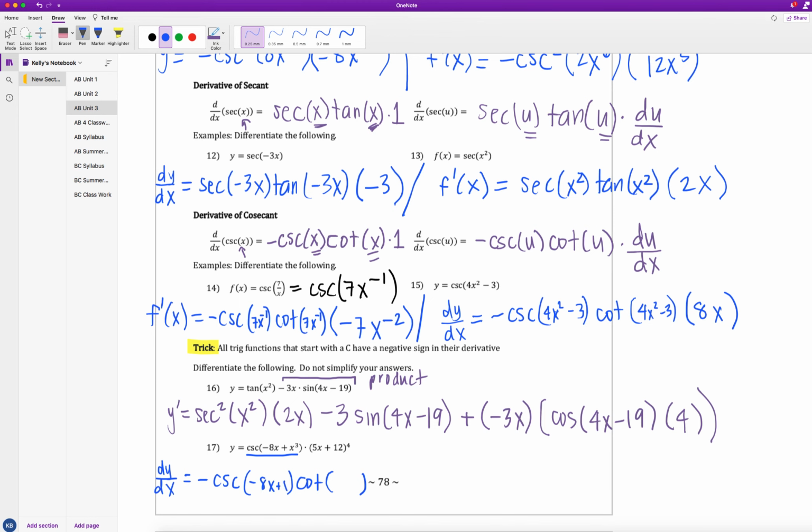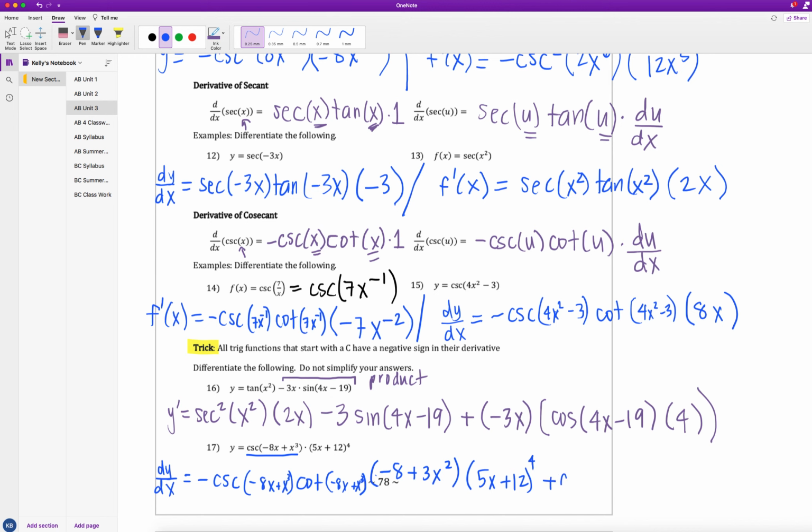The original negative 8x plus x cubed, times, that was supposed to be a 3, times, I'm going to have to write it above since the page number is there, the derivative of the inside. Derivative of negative 8x plus x cubed will be negative 8 plus 3x squared. So that's all being multiplied. Now keep the second function the same. So 5x plus 12 to the fourth stays the same. So there's the first half of the product rule.